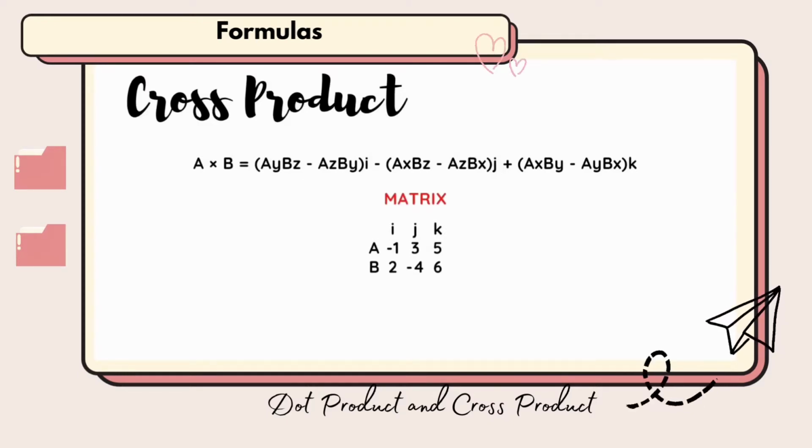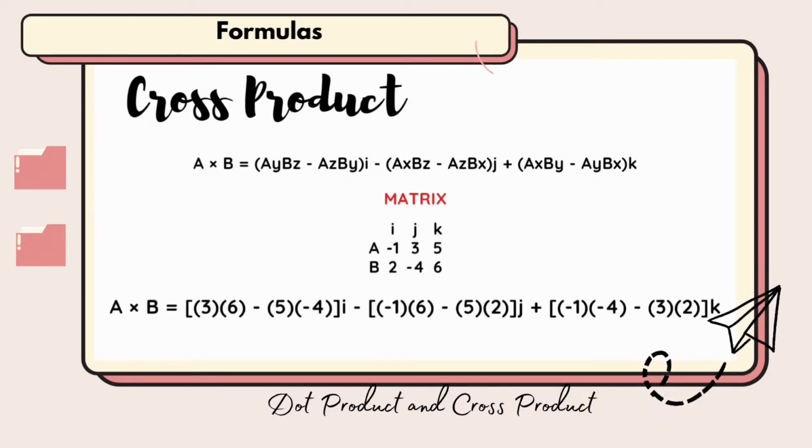Vector A is equal to negative I plus 3J plus 5K. Vector B is equal to 2I minus 4J plus 6K. A cross B is equal to 3 times 6 minus 5 times negative 4, minus negative 1 times 6 minus 5 times 2, plus negative 1 times negative 4 minus 3 times 2. The final answer is 38I plus 16J minus 2K.